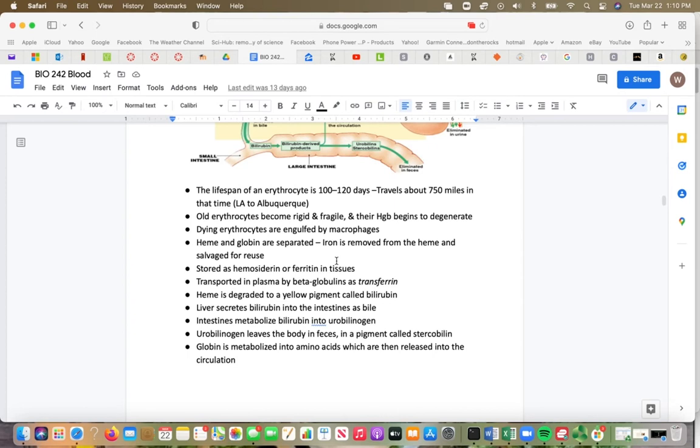So again, heme and globin are separated. The iron is removed to be reused. So for females of childbearing age, they do need to have slightly higher iron intakes because the red blood cells from the menstrual cycle are not recycled. So we can have the transferrin that will transport it. It can be stored as hemosiderin or ferritin in the tissues. The heme will make your bilirubin, can be used for the bile, urobilin, and then the stercobilin in the feces.